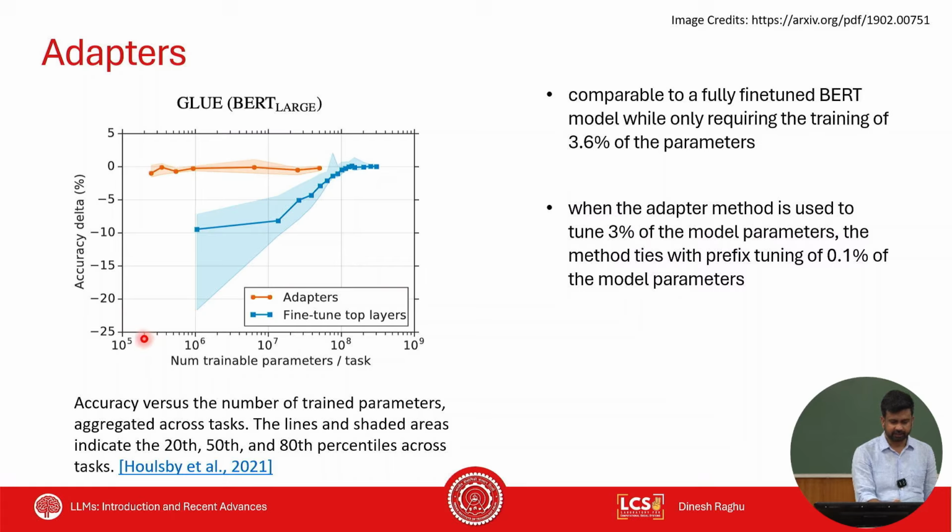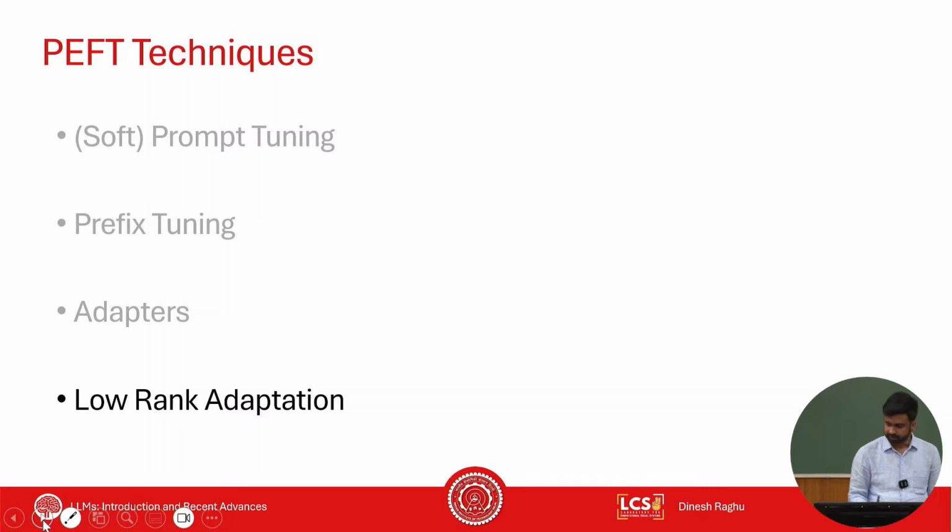And here again the x-axis indicates the number of trainable parameters. The good part here is that with only 3.6% of parameters, it is able to achieve as good performance as full fine-tuning, right? Because full fine-tuning is here, it sort of achieves that performance very early on. Comparing this with prefix tuning, which came much later, what adapters can achieve with just 3%, prefix tuning was able to achieve with just 0.1% of the parameters, right? So if you have a choice between adapters and prefix tuning, you should most likely always prefer prefix tuning, right?